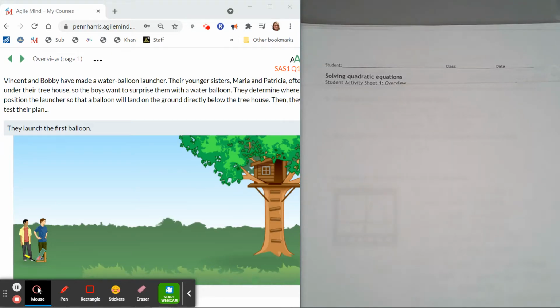So we are on topic 18, solving quadratic equations. This is student activity sheet 1. Okay, so here we have Vincent and Bobby, and they have made a water balloon launcher. And they've got it so that they're going to try to get their sisters, Maria and Patricia, with water balloons.